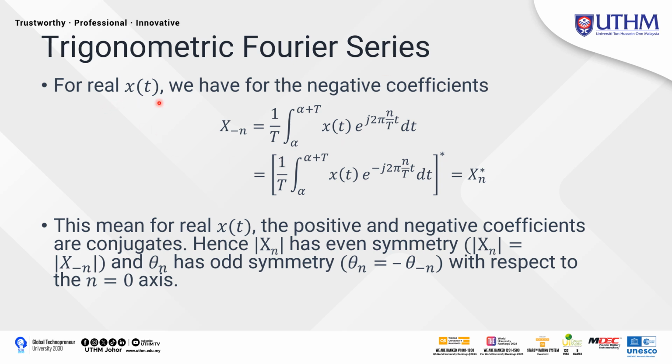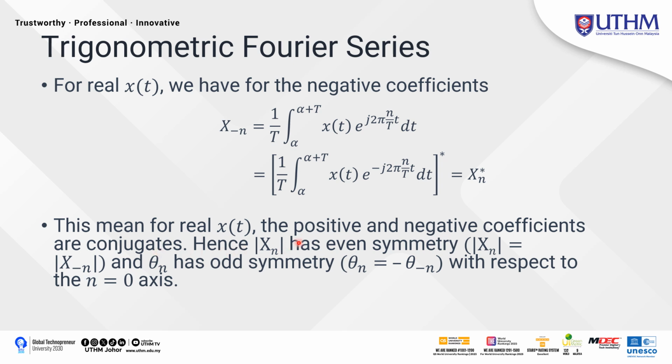For a real x(t), we have the negative coefficient. X negative n equals 1 over T integration of x(t) multiplied with e to the power of j n omega naught t dt. So this x negative n is also equivalent to xn conjugate. This means that for real signal x(t), the positive and negative coefficients are conjugate to each other. Conjugate means they mirror each other in terms of magnitude but might differ in phase angle.